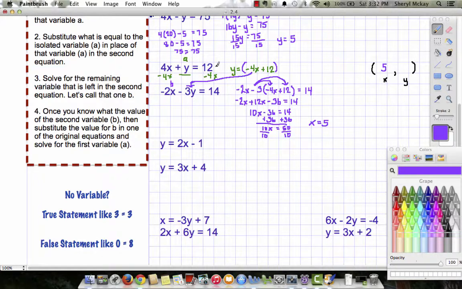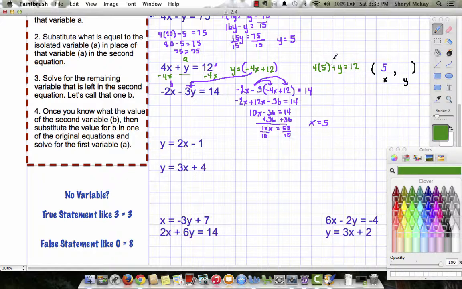So I'm looking at my two equations. I can pick either one. It should work in either one. And I'm going to take x, which happens to be 5, and I'm going to replace the x with that 5 and solve for it. And I think I'm going to choose this first equation just because the y is already by itself. There's not as much work for me to do. So I'm going to rewrite this equation. This time, I'm going to write it as 4 times x, which happens to be 5, plus y equals 12. And I'm solving for y this time.